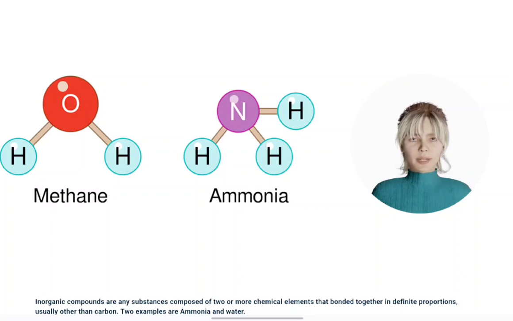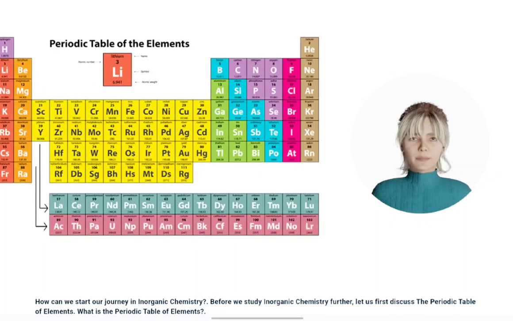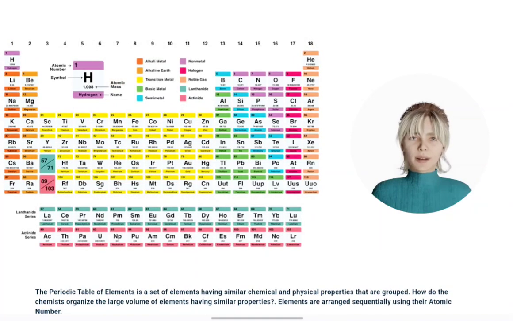How can we start our journey in inorganic chemistry? Before we study inorganic chemistry further, let us first discuss the periodic table of elements. What is the periodic table of elements? The periodic table of elements is a set of elements having similar chemical and physical properties that are grouped. How do chemists organize the large volume of elements having similar properties? Elements are arranged sequentially using their atomic number.